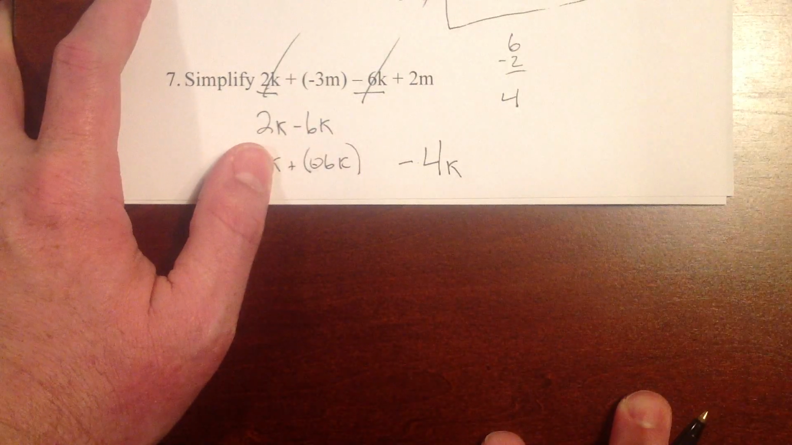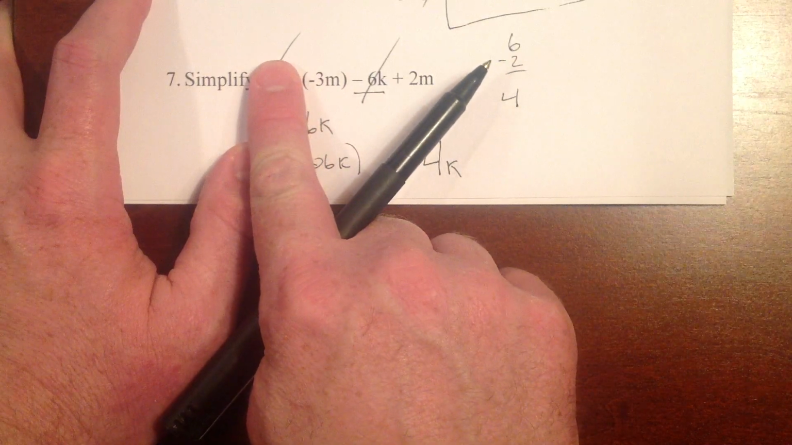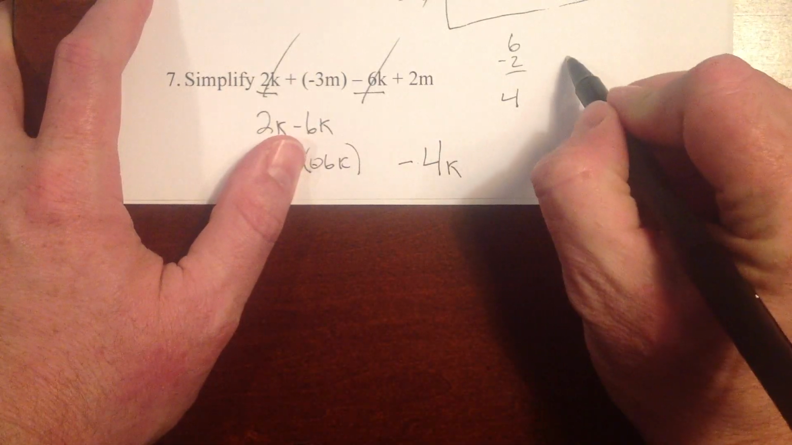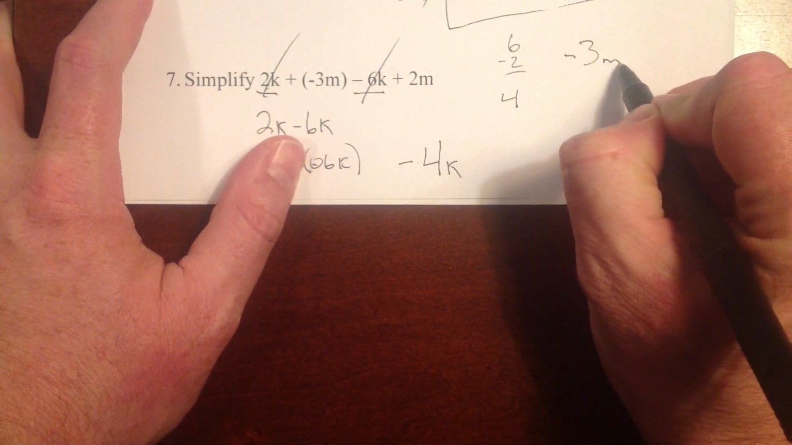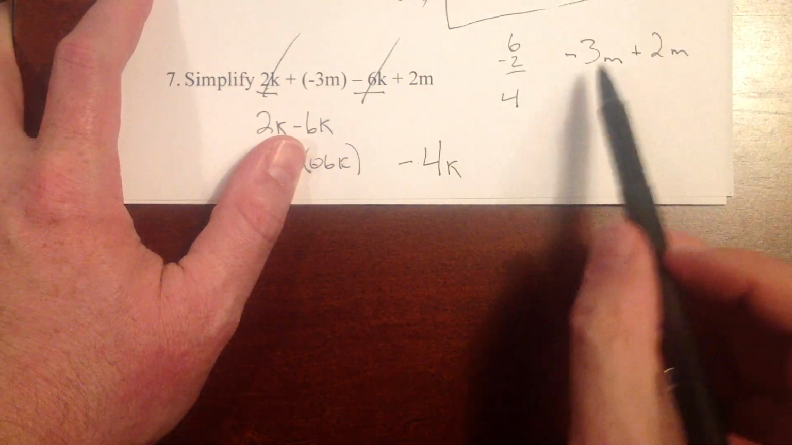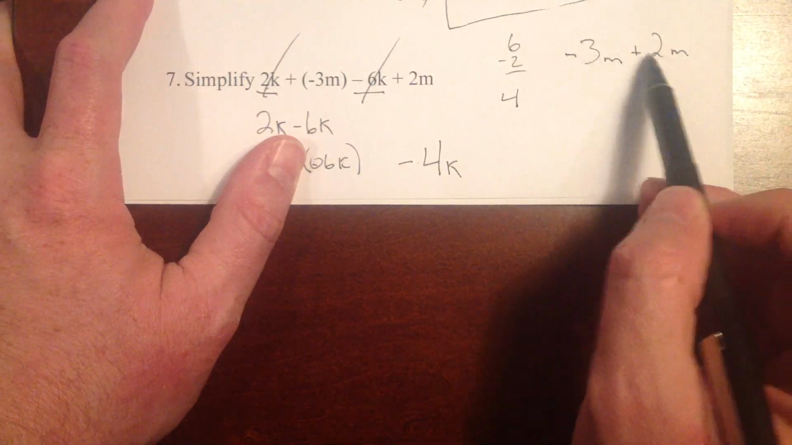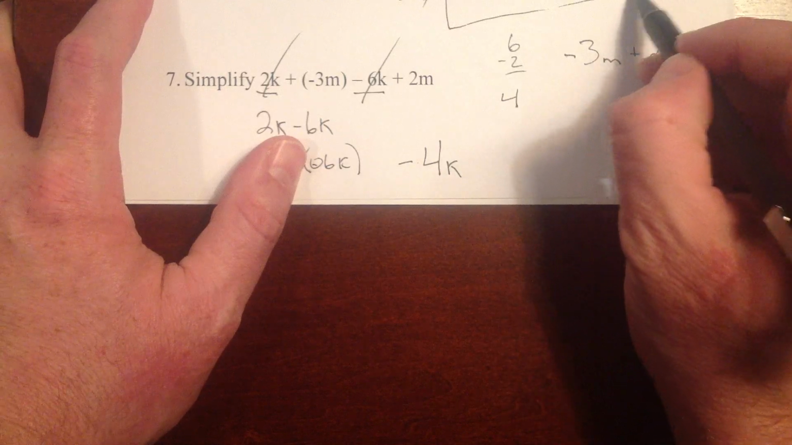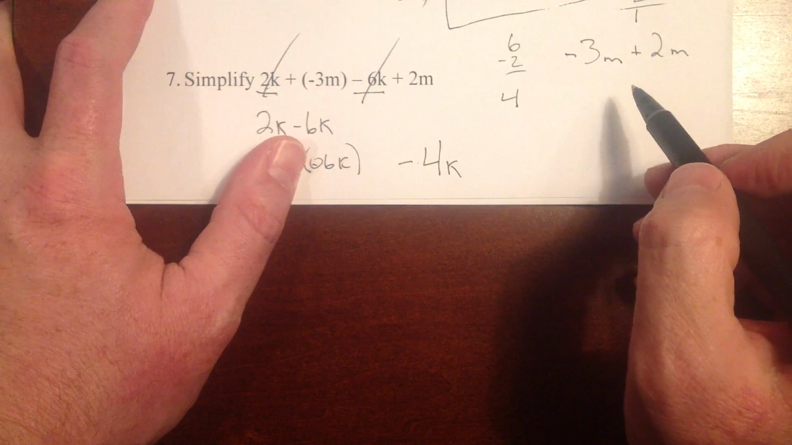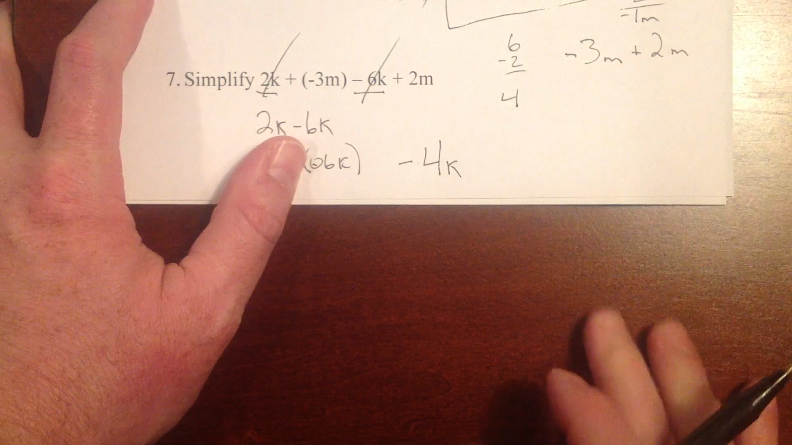I'm done with that guy. So all I'm left with is a negative m, negative 3m, and a positive 2m. So all you have to do now is add, say, negative 3m plus 2m. Well, I'm adding here, so I can use my song. Same signs, add and keep. Different signs, subtract. So we're going to subtract 3 minus 2 is 1. Take the sign of the farthest number, and don't forget the variable.